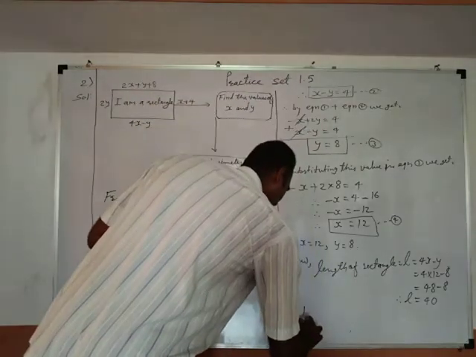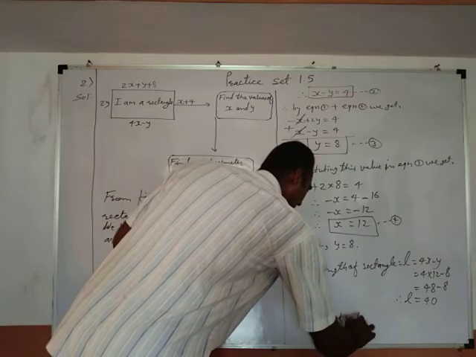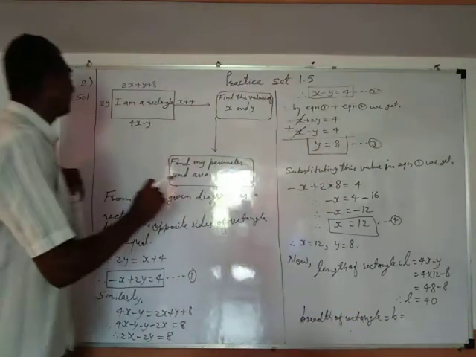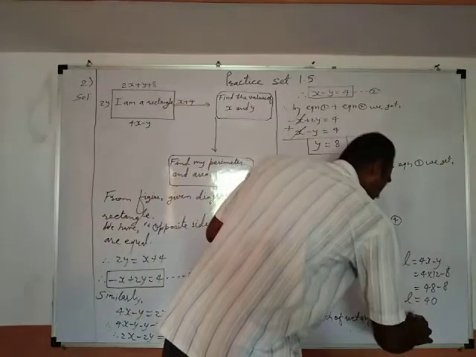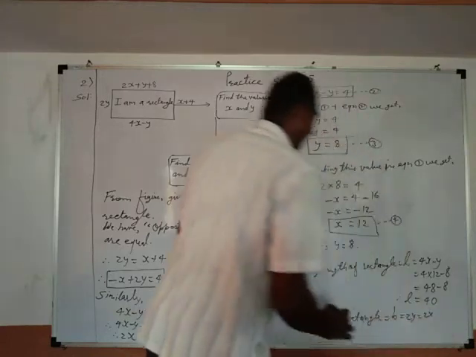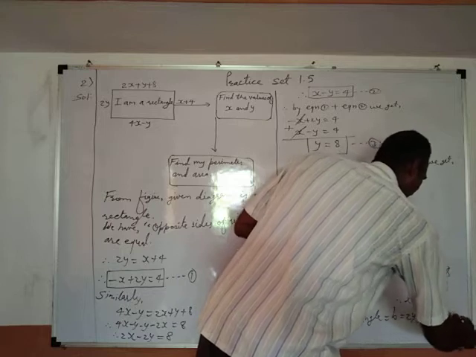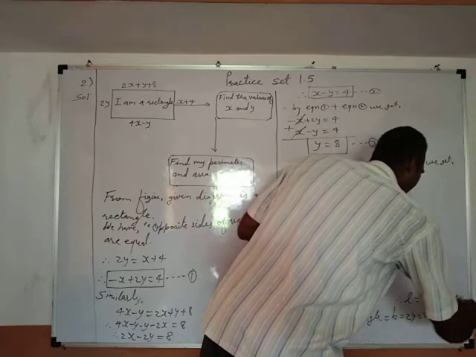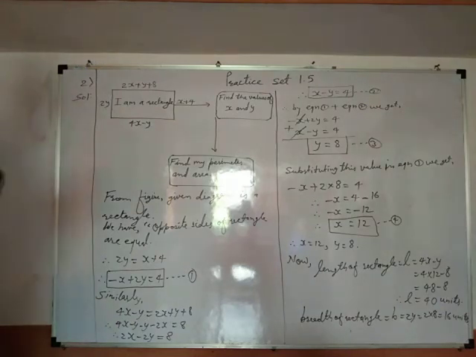Similarly, the breadth of the rectangle, let it be small b, and here you will note it is either 2y or x plus 4. Let's consider it as 2y. 2y means 2 into y, and the value of y is 8. Okay, 8 twos are 16 units, and length is 40 units. Now we are interested in the perimeter and area of that rectangle.